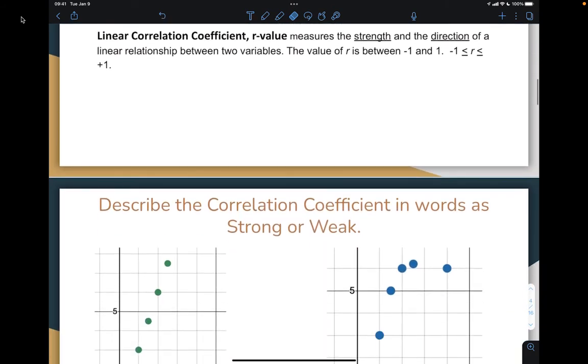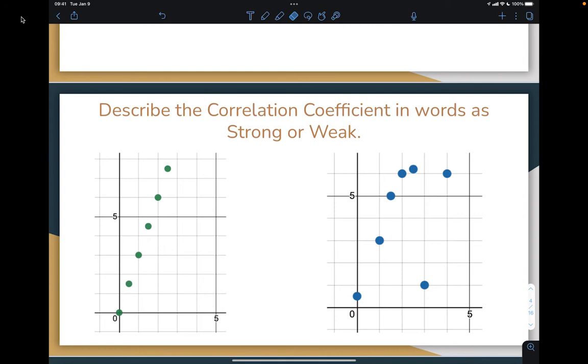Okay, so we're going to look at two different scatter plots and we're going to define them as strong or weak. We're going to talk about our R value. If we look at the one on the left, it makes a straight line. This R value is very strong. It's a strong R value. And I would even guess R equals 1. I'm saying it's 1 because it's a positive slope and the data makes a line. Really, really easy line to see.